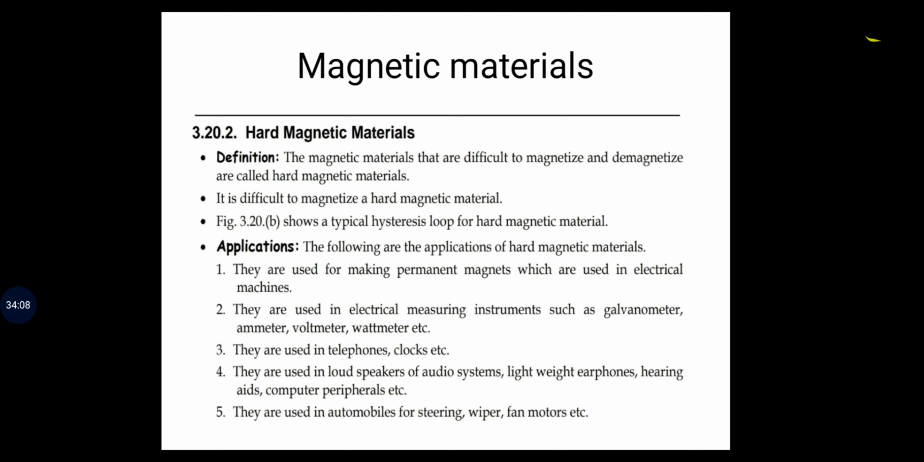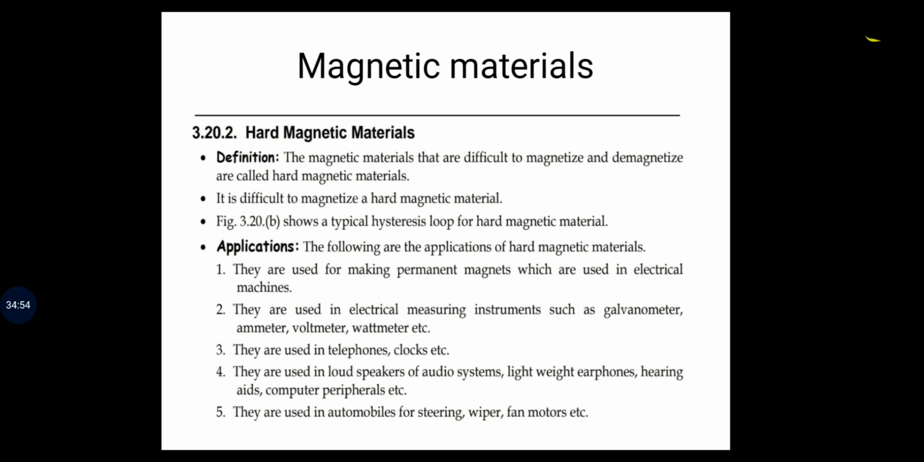The applications of hard magnetic materials are: they are used for making permanent magnets, which are used in electrical machines. They are used in electrical measuring instruments such as galvanometers, ammeters, voltmeters and wattmeters. These are used in telephones and clocks.